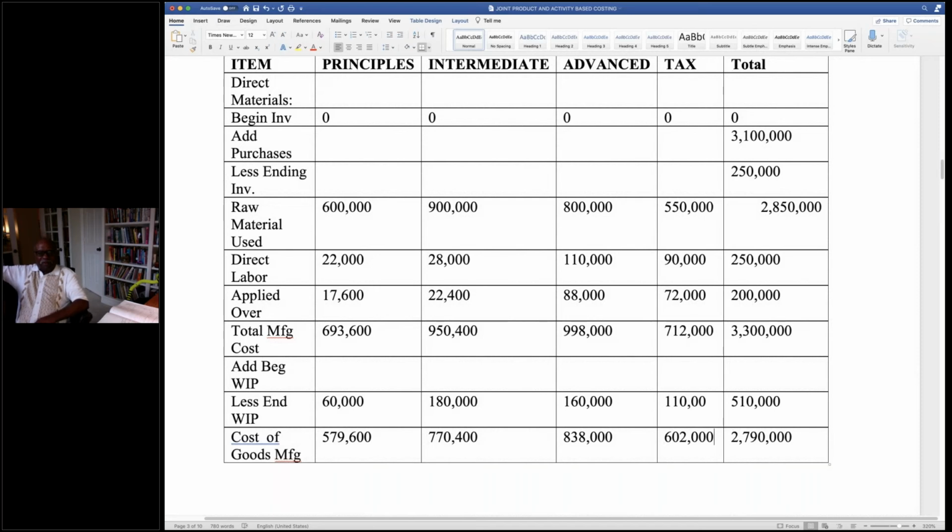Yeah, we get 2,790,000. And it's 3,300 minus 510, 2,790,000. Say that again? Your total on the last column, 3,300,000 minus 510. Yeah. Okay. Yeah. 2,790,000.